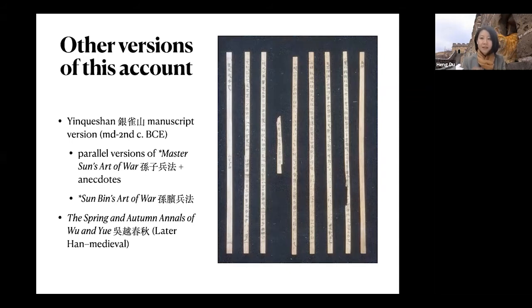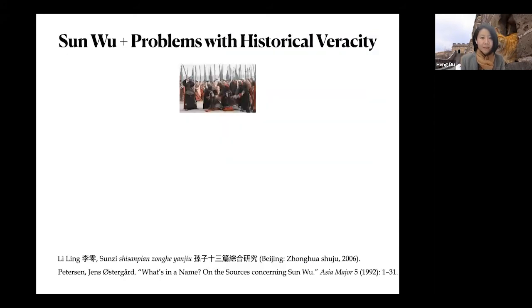Another version of this consort training story can be found in the Spring and Autumn Annals of Wu and Yue, which is a text that could be composed in some form anywhere between the later Han and sometime during the medieval period. Both this story and the very notion of a Sun Wu have been very much suspected as something fictional.